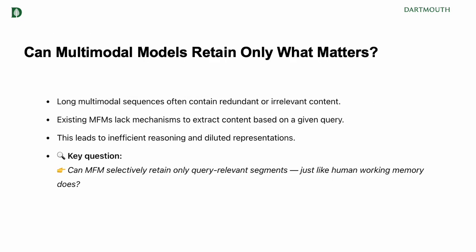Imagine watching a 1-minute video and trying to answer the following question: what is the first sound on the instrument? The video might show a person entering a room, picking up objects, background music, and other people speaking, but only a small part is actually relevant to answering that question. However, most multimodal foundation models process all of this input equally, from start to finish. They lack the ability to filter based on the task. So the question is, can multimodal foundation models selectively return only query-related segments, just like human working memory does?